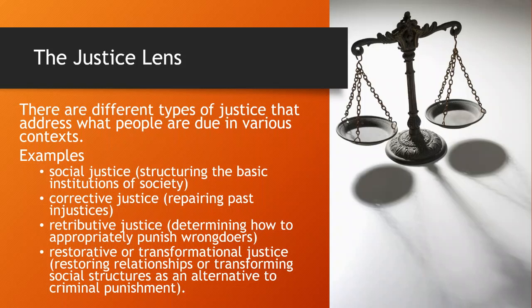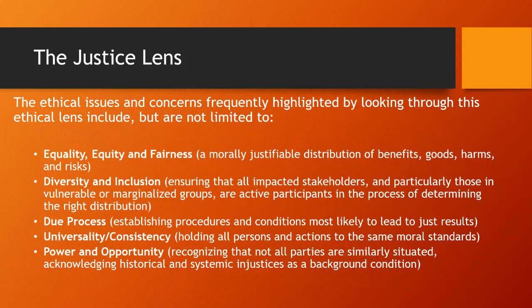So there are different types of justice that address what people are due in various contexts. Examples: social justice, so structural and the basic institutions of society; corrective justice, so repairing past injustice; retributive justice, so determining how to appropriately punish wrongdoers and if that needs to actually be done; restorative or transformative justice, so restoring relationships or transforming social structures as an alternative to criminal punishment.